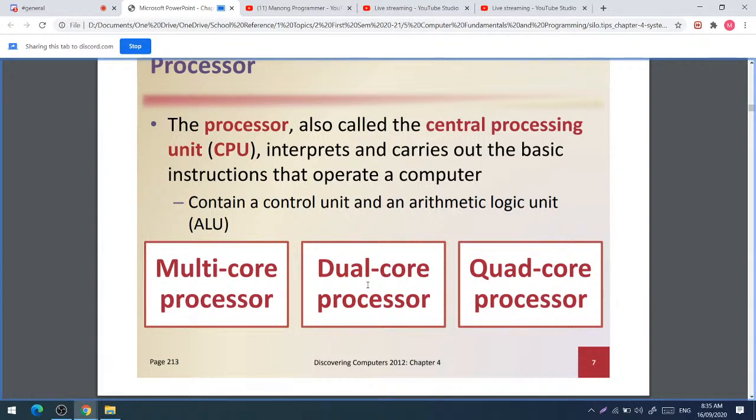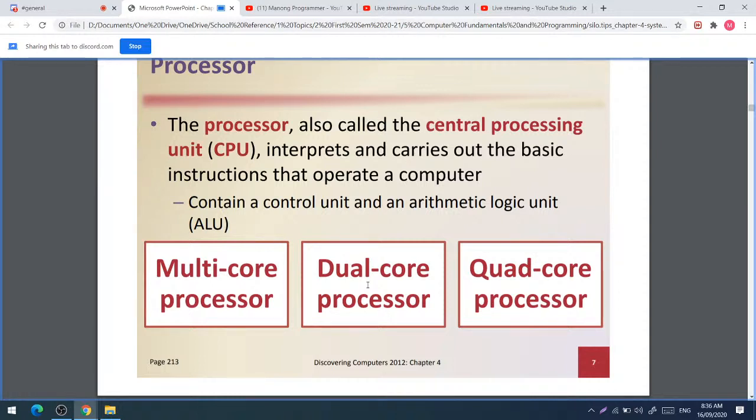So a processor can be a multi-core, a dual-core, or a quad-core. What does it mean? Sir, bakit meron tayong dual-core, meron tayong quad-core, meron tayong multi-core? Pag sinabi kasi nating dual core, it is basically a computer with two processor. Dalawang processor po siya. Pag sinabing quad core, apat na processor. Sir, ano pong advantage niyan? So, each processor can process a data at the same time.